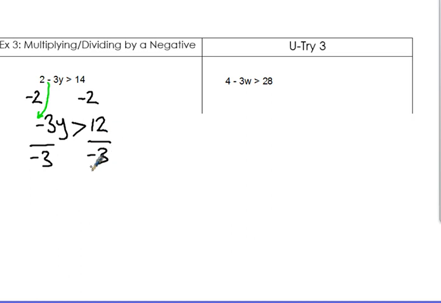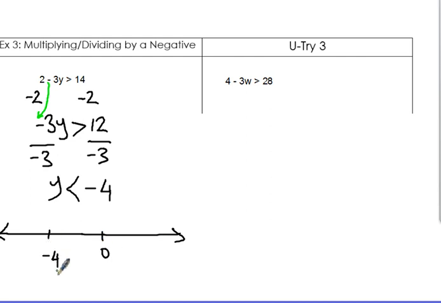Because we are dividing the inequality by a negative number, we will change the direction of the inequality. Y is less than negative 4. We can graph this. 0, negative 4. It's only less than, so we are going to have an open circle, and y values are less than negative 4, smaller than negative 4. Numbers that are smaller than negative 4 are on the left side of negative 4. Go ahead and solve your you-try.